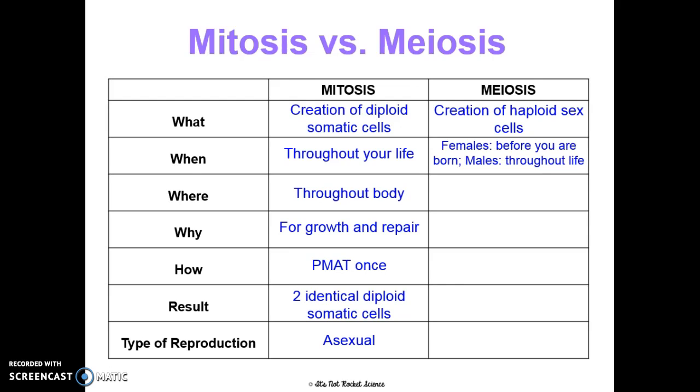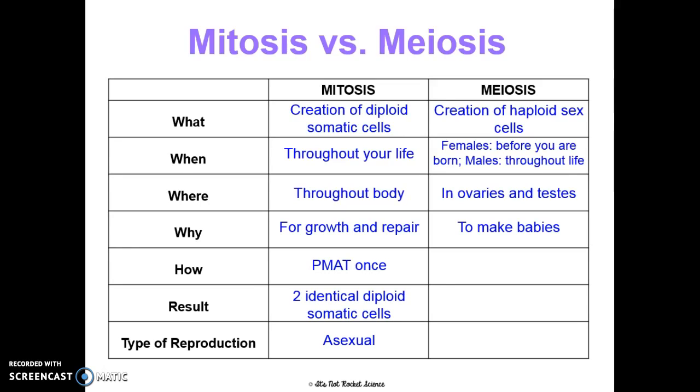Now, males, on the other hand, are very different. Sperm cells are being created all throughout your life. Every day there are more and more sperm cells being created. So very different processes here. So where, instead of being all throughout our body, in women, it's only in the ovaries, and in men only in the testes.